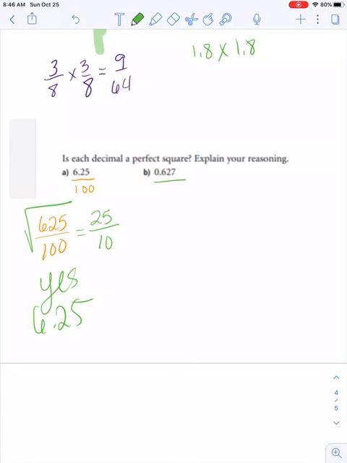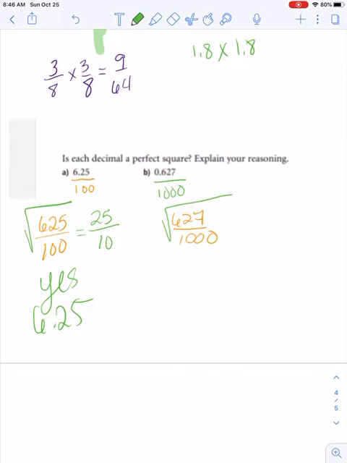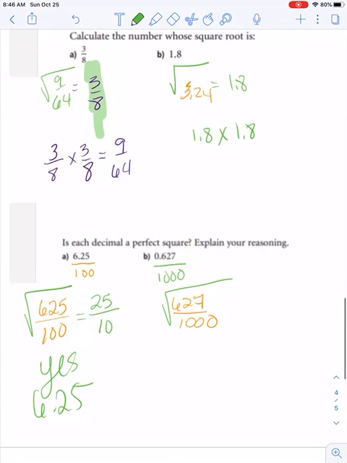If we do the same over here, turn it into a fraction, 1, put a 0, put a 0, put a 0. That would be 627 over 1,000. If I want to square root that, 627 is not a perfect square, and 1,000 is not a perfect square. So this would not be a perfect square.